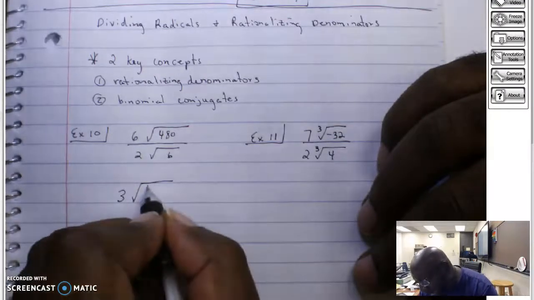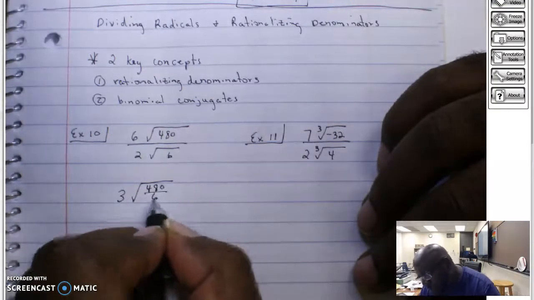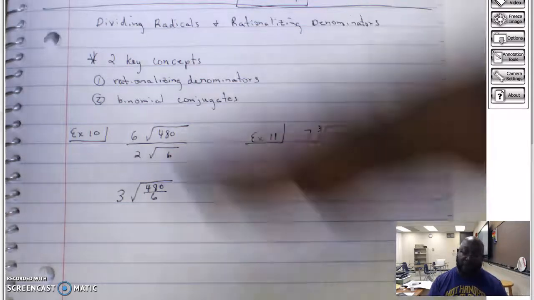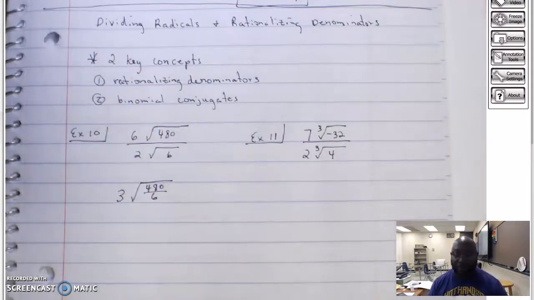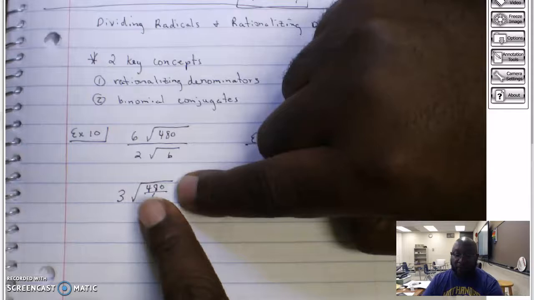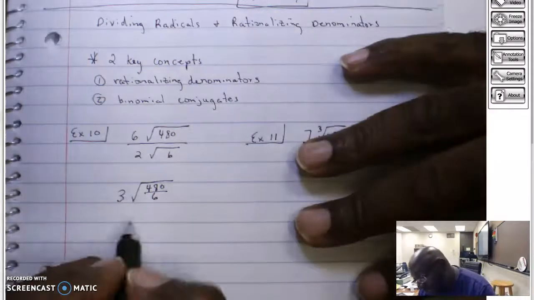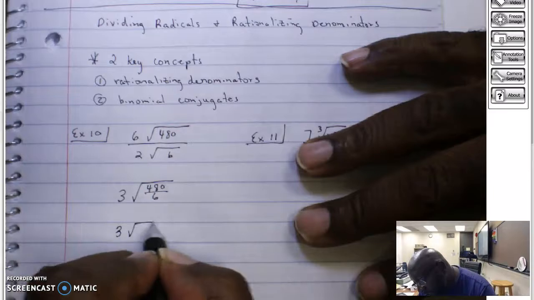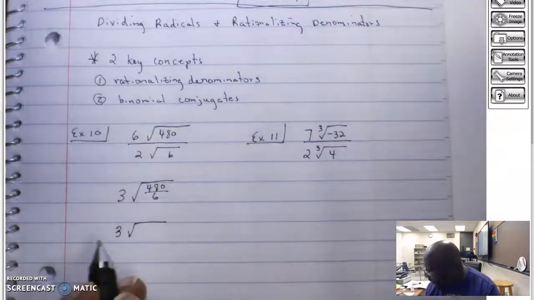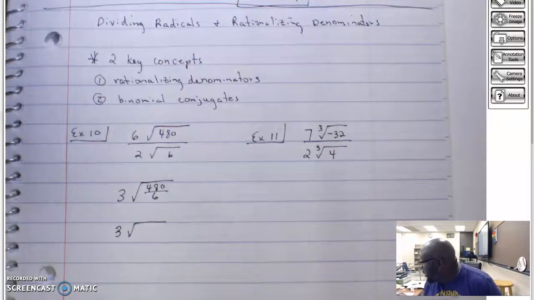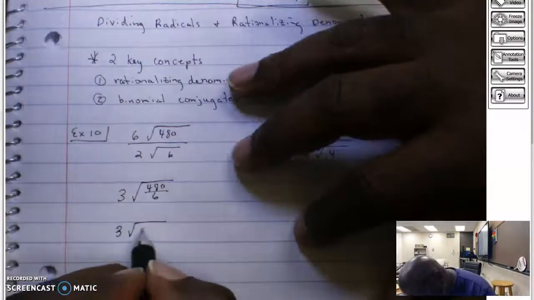We can write this as one radical, because if you go back to the quotient property for radicals, the quotient property for radicals said that you could take the square root of the numerator and the square root of the denominator separately. But when I write it back as a single fraction, I know that 480 is divisible by 6. So what I have is 3, the square root of, and then we divide that and let me grab my calculator, and I actually get 80.